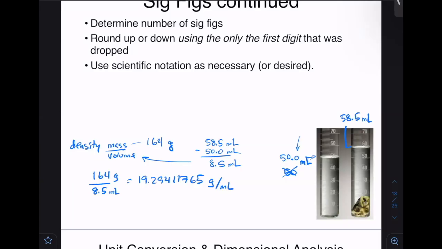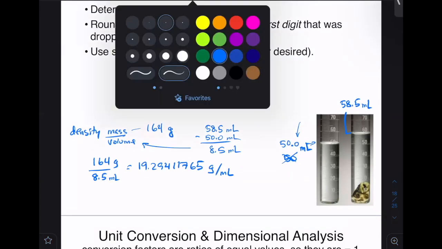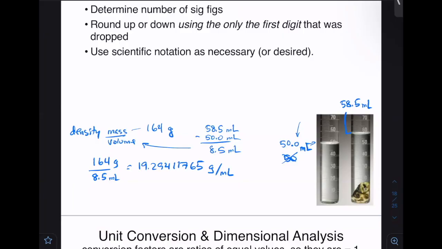All right. So let's line this up. Let's put the whole thing into play here. The whole thing would be 164 grams divided by 58.5 minus 50.0 milliliters. If you do it this way, you might think, oh, well, the weakest link is 3 sig figs. Everything here has 3 sig figs, right? The correct answer is 2 sig figs in your reported answer, because when you follow your order of operations, you always do what's in the parentheses first. And when we do that first, we get 8.5 milliliters.